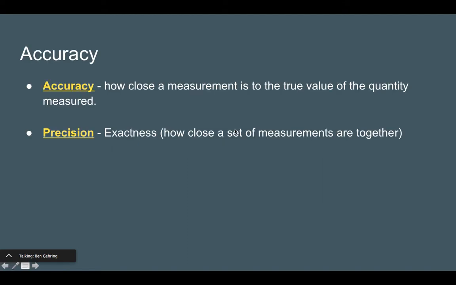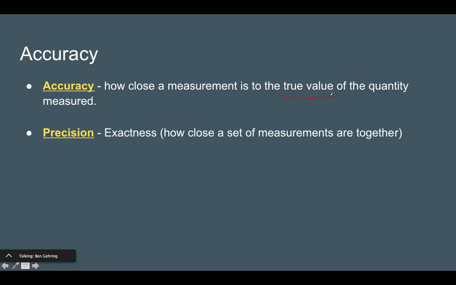So to start with, accuracy and precision are two words that we use rather interchangeably, but they are different in the scientific world. For starters, accuracy is used to describe how close a measurement is to the true value of the quantity measured. So we're looking for how close it is to the actual or true value. If the answer is 3.2 and I get 3.17, that is fairly accurate.